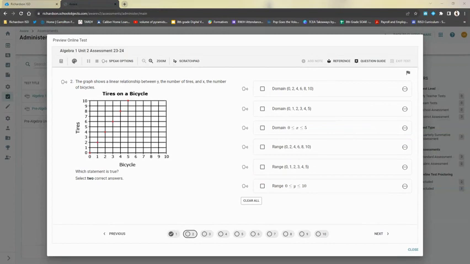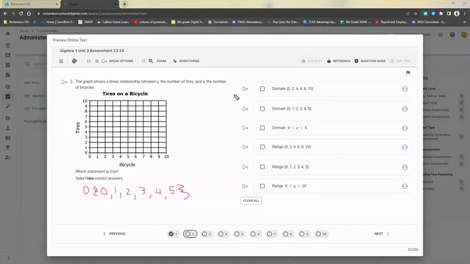The graph shows a linear relationship between y, the number of tires, and x, the number of bicycles. Which two statements are true? So the first thing I'm going to do is I'm going to look up my domain. Okay, and domain is going to always be your x values. So I know my domain. I'm going to put D for domain. I'm going to put the brackets. It's going to be 0, 1, 2, 3, 4, and 5. So you're just listing all the x values.